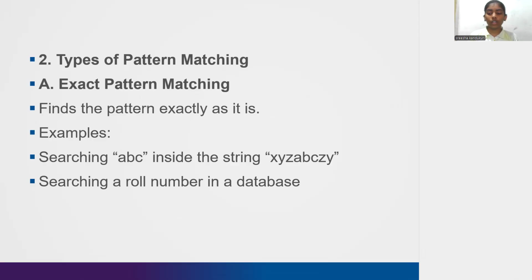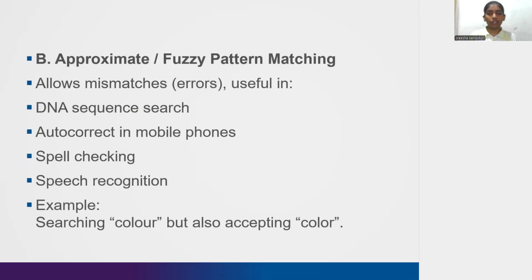And next, we move on to approximate pattern matching. It allows mismatches and is useful with errors. Mismatch means that if there is any syntax error, there is no problem, it just allows it. Examples are DNA sequence search, autocorrect in mobile phones, spell checking, and speech recognition. These are all application areas of approximate, or fuzzy, pattern matching.